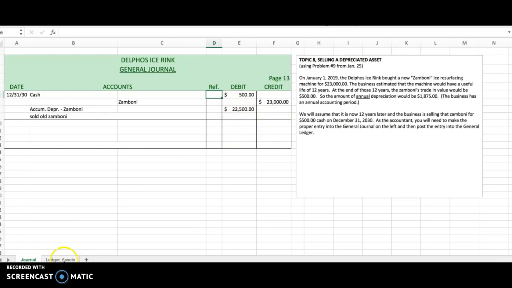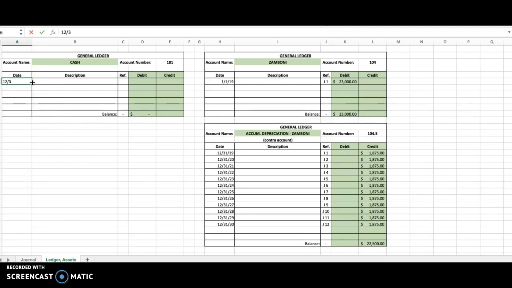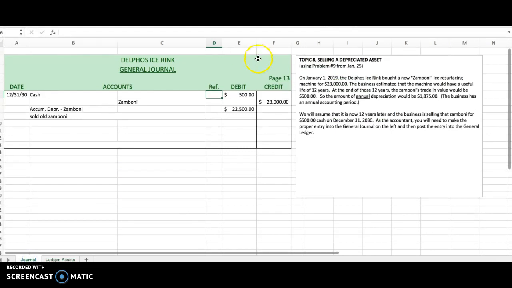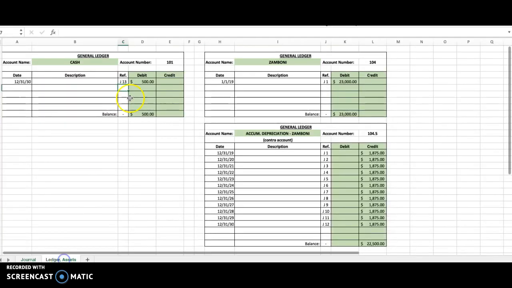So if we go to our cash, this is December 31, 2030, and the debit is 500. That's all the money we got for it. And the reference column was, I think, J13, journal page 13, I believe. And the account number, as always, for cash is 101. And now we will go and post this part of the entry. Zamboni is credited by 23,000.